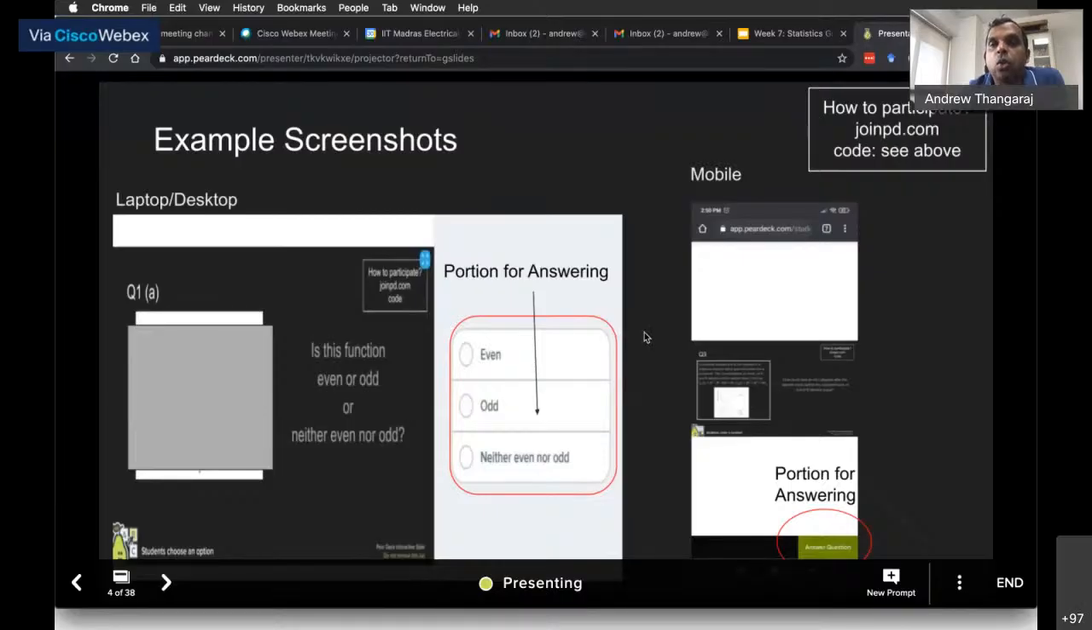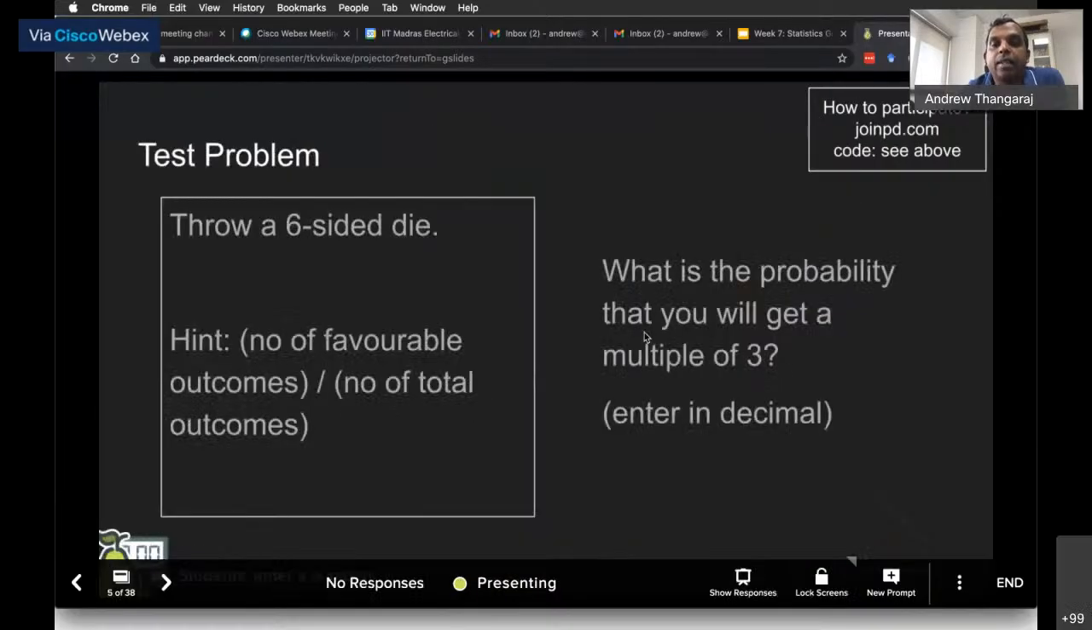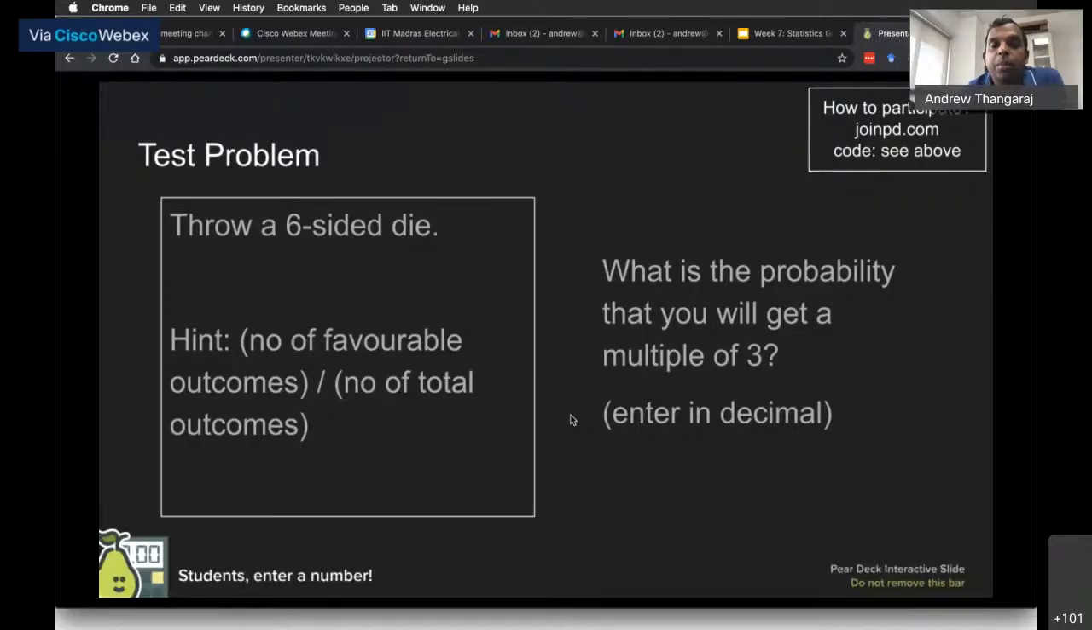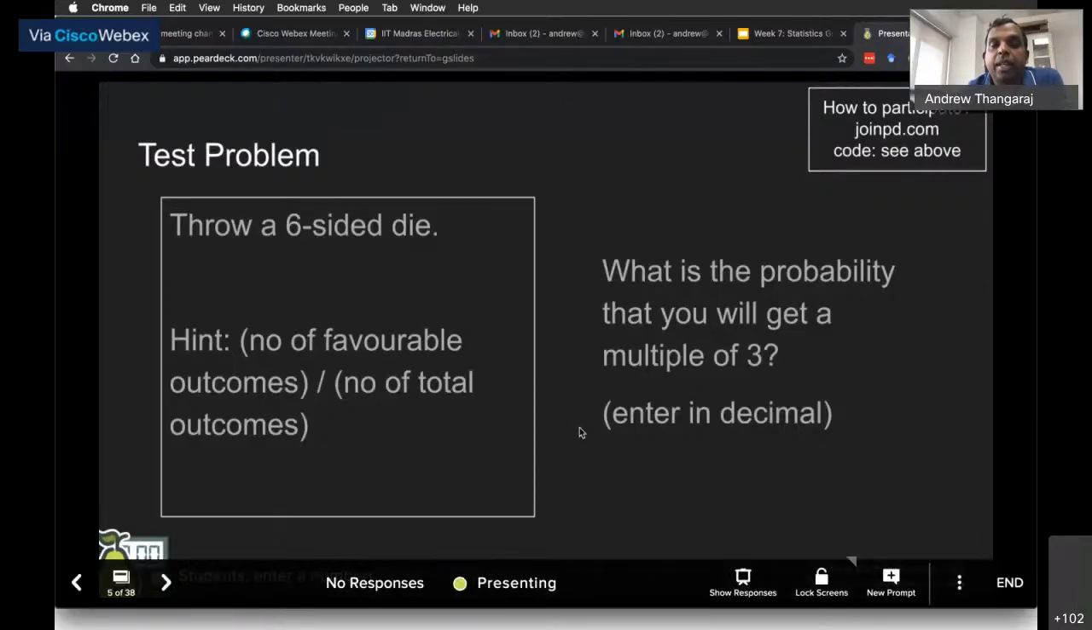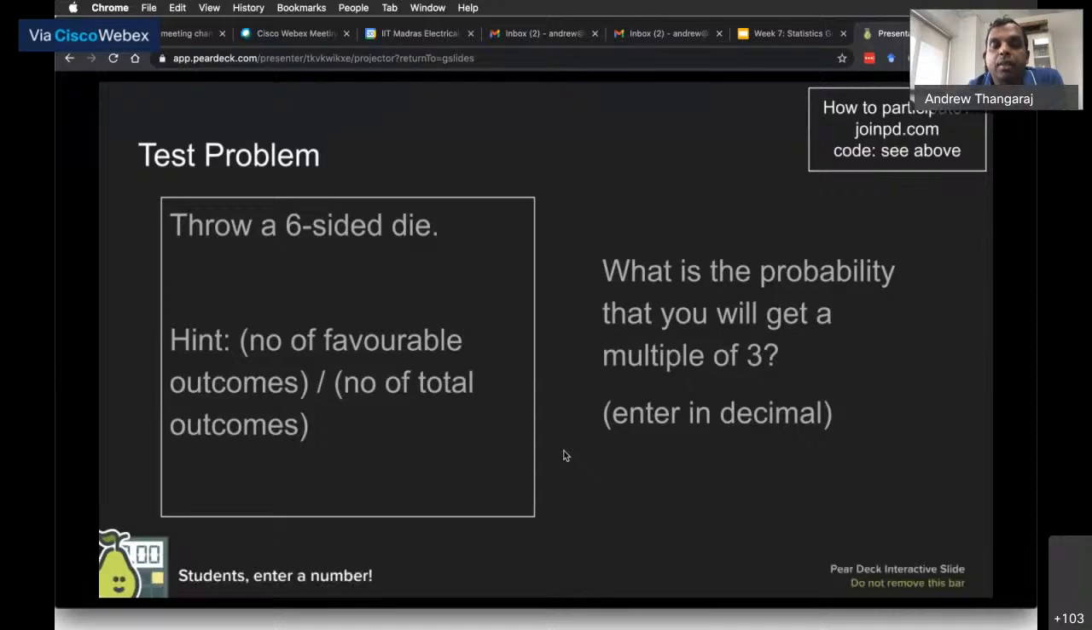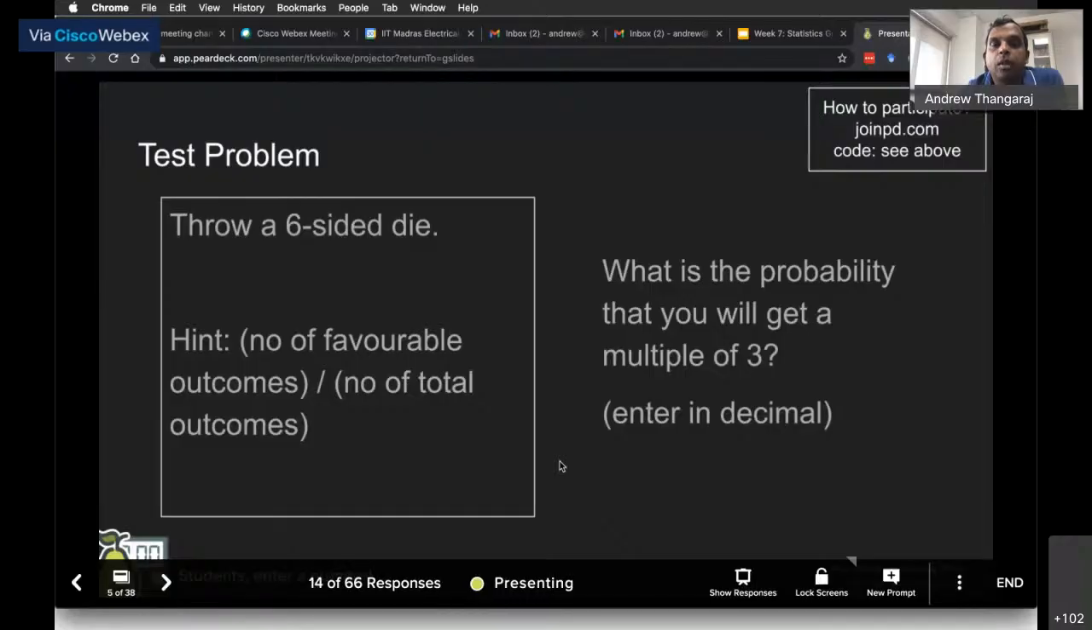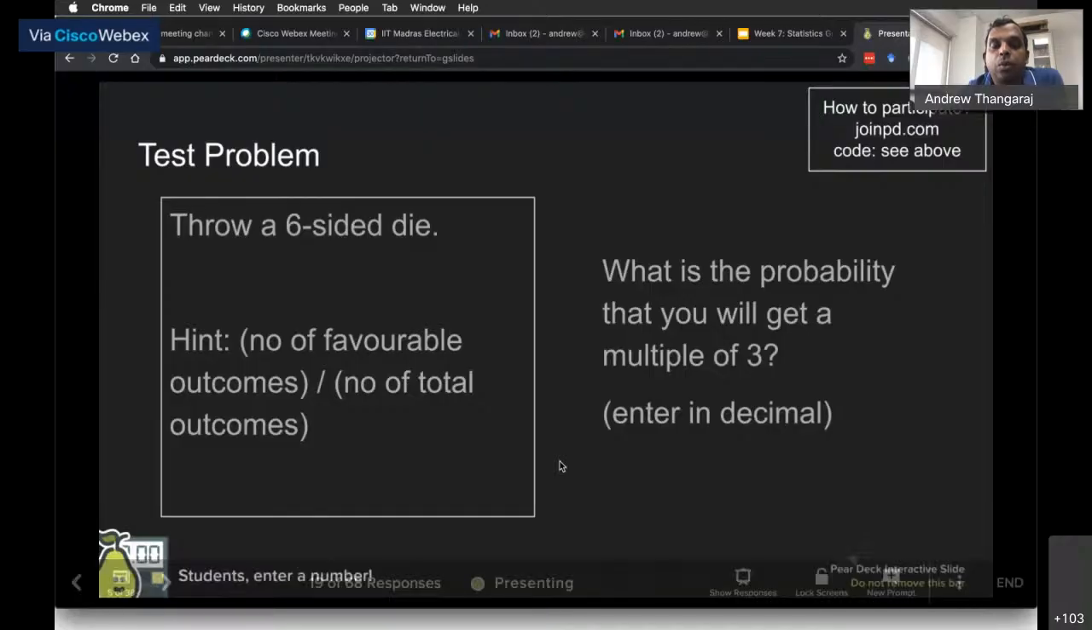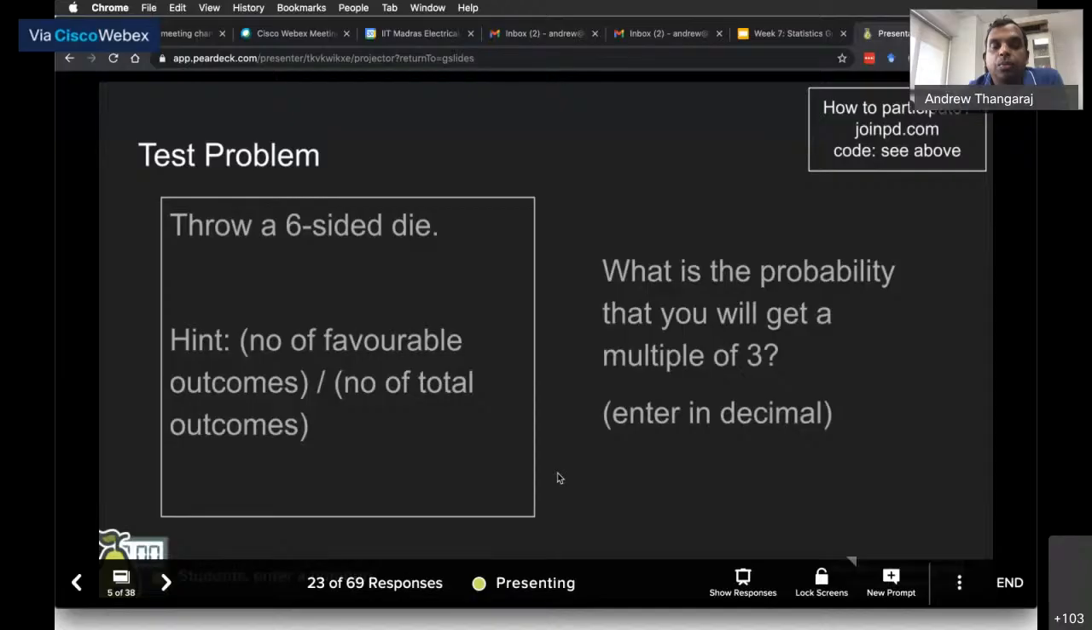To get ourselves started, here is a very simple test question that I put for you. If you're on joinpd.com, you should be seeing the answer box. Hopefully you can see that, and I can see there are responses coming in. That's nice. Keep putting your responses. I'll give you a few minutes, then we'll see.